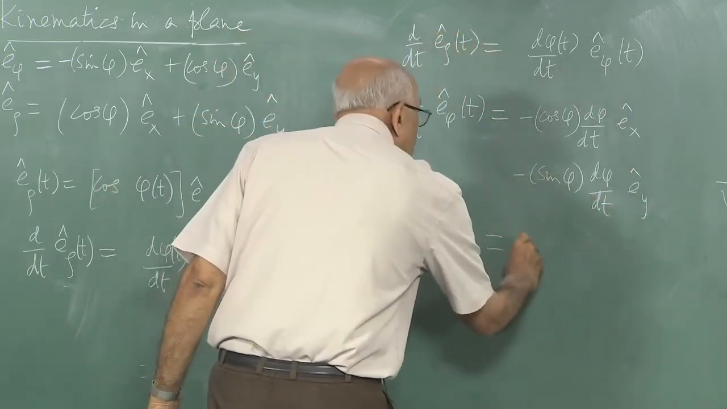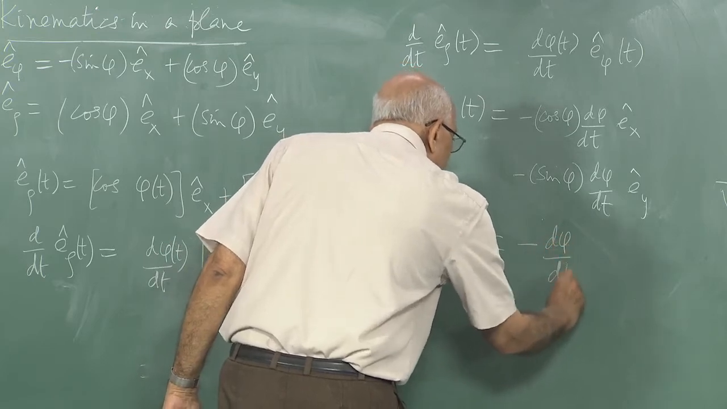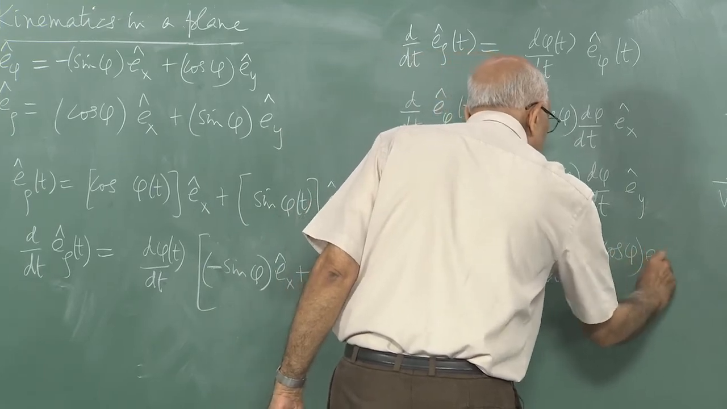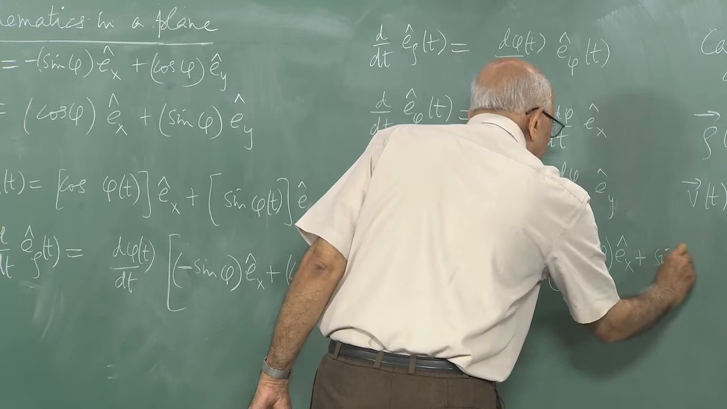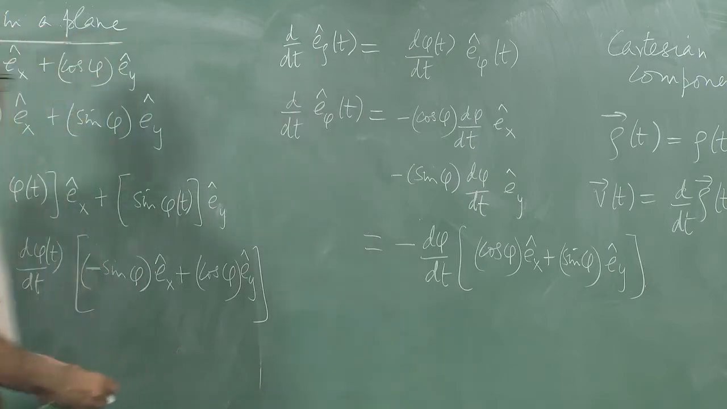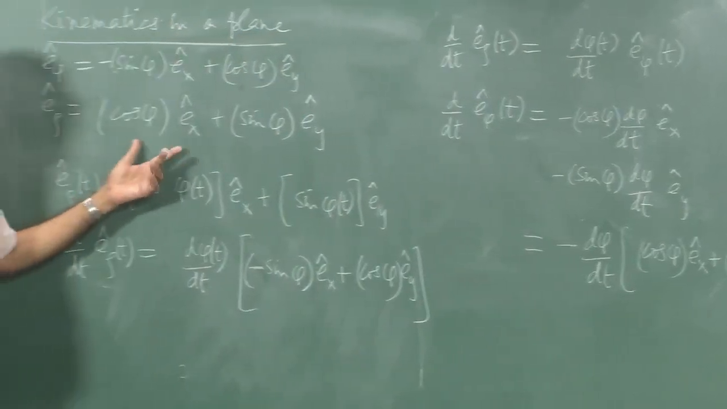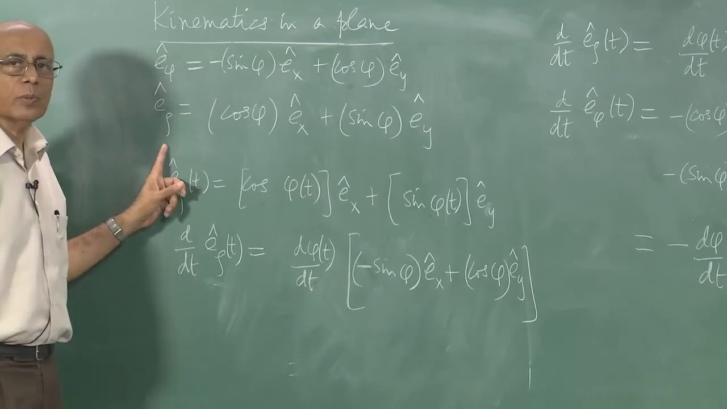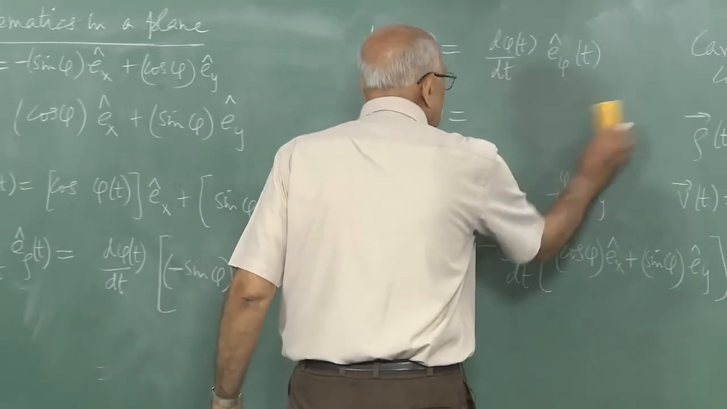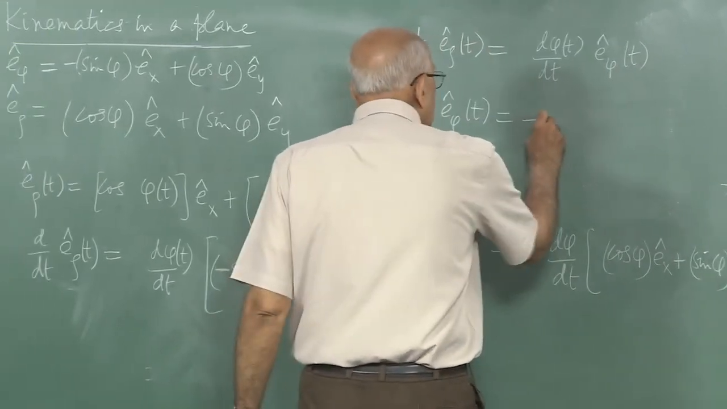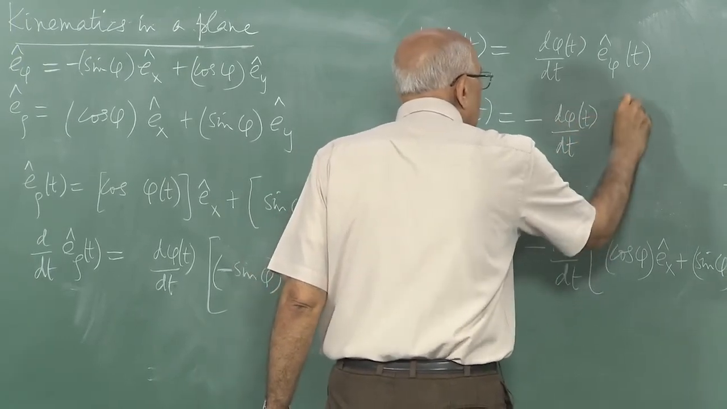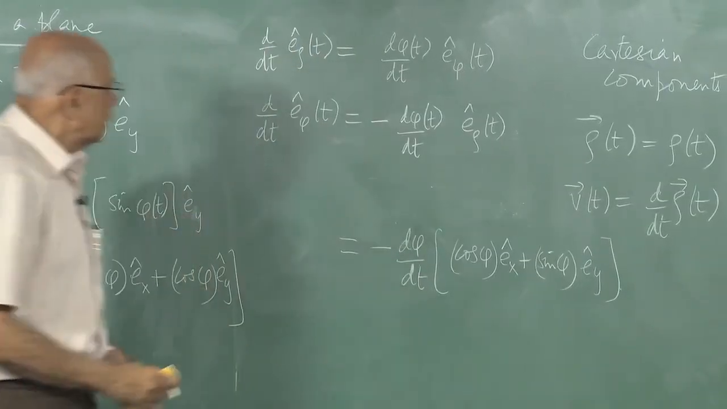But that is equal to a minus sign outside, d phi over dt outside, and then inside the bracket you have cos phi times Ex plus sine phi times Ey. We go back to this equation and realize that the combination in the square bracket is just E sub rho. So we have the complement of this formula, which says this is equal to minus d phi over dt of t times E rho of t.